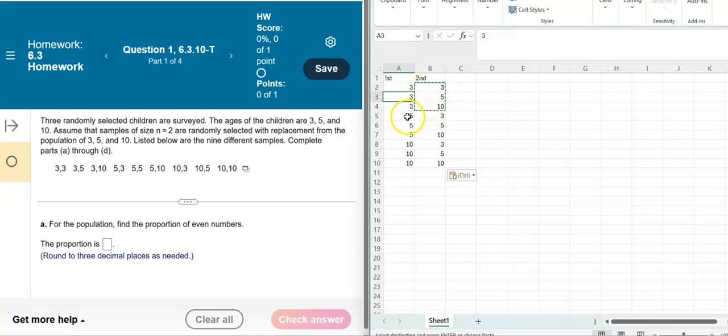Reset. Now 5 takes the first position: 5, 3, 5, 5, 5, 10. And now the 10 takes the first position: 10, 3, 10, 5, 10, 10. So that's the idea of this.